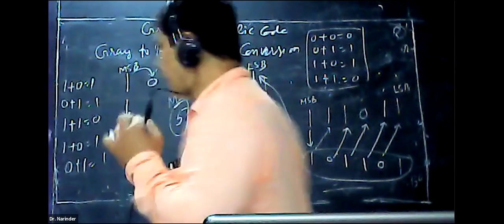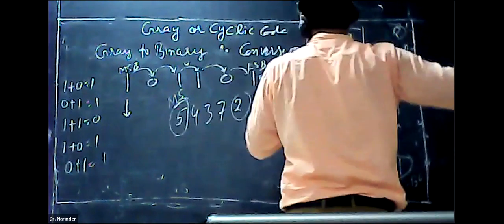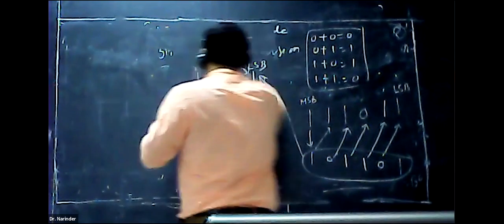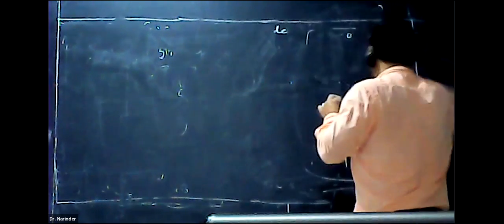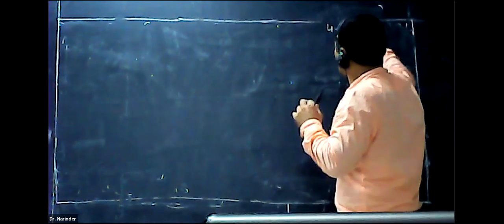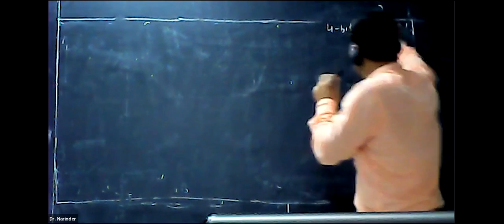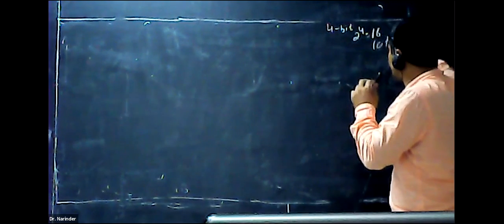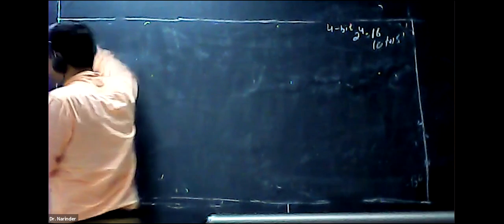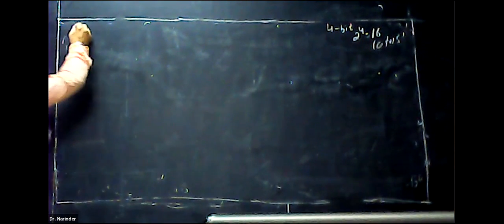Now we will pursue the binary to gray code converter. We will take 4-bit binary. 4-bit binary means 2 raised to power 4 is equal to 16. You can write 0 to 15. So binary numbers are designated as inputs.